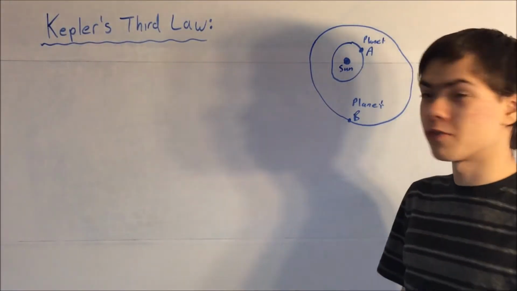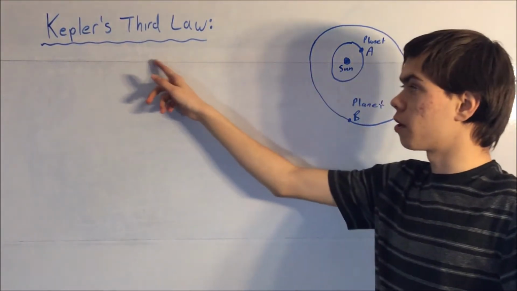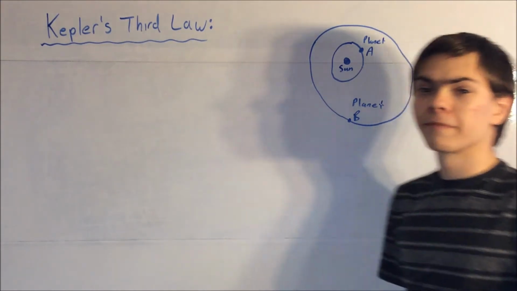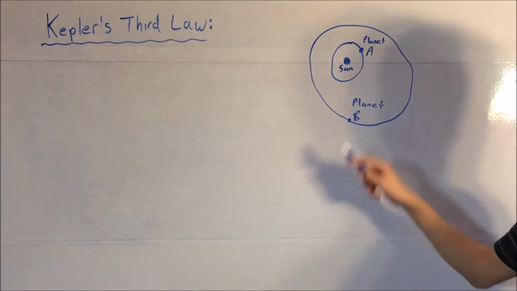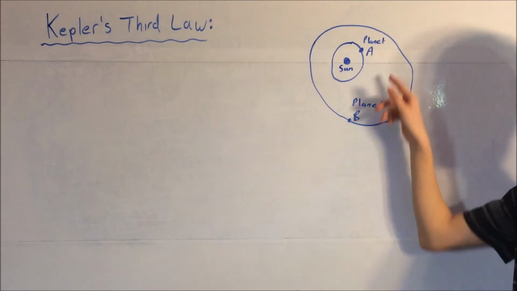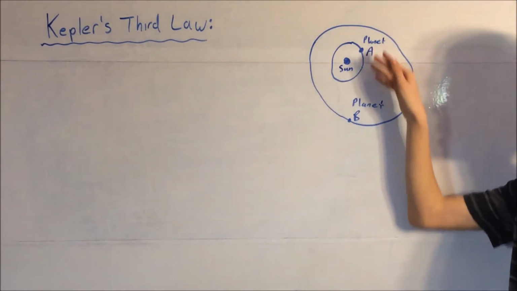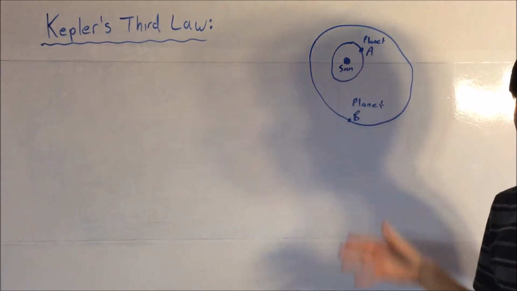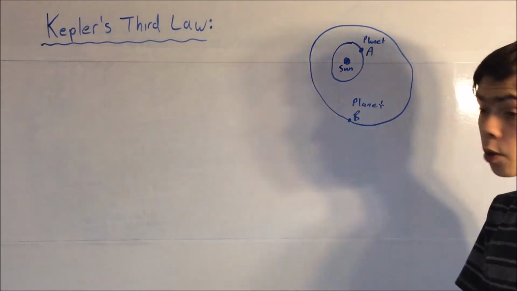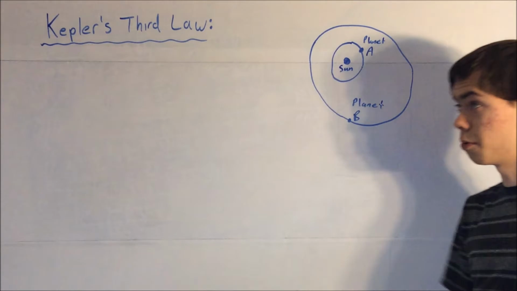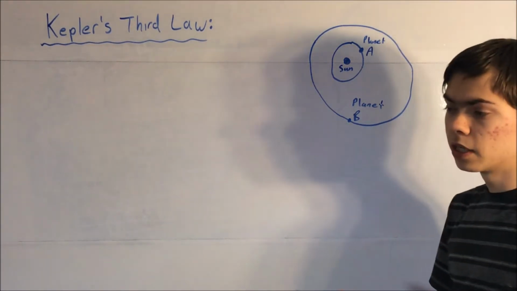Today, we are going to be deriving Kepler's third law. Okay, let's get started. So what we have here is planet A and planet B going around the sun. They're orbiting around the sun, and they're not necessarily circular orbits, okay? They can be elliptical. In fact, most planet orbits are elliptical, so we can just say that's the case.